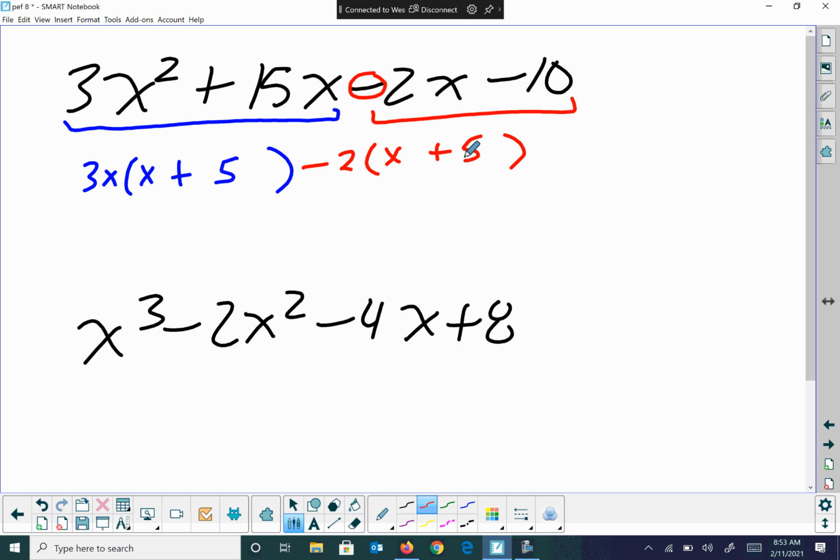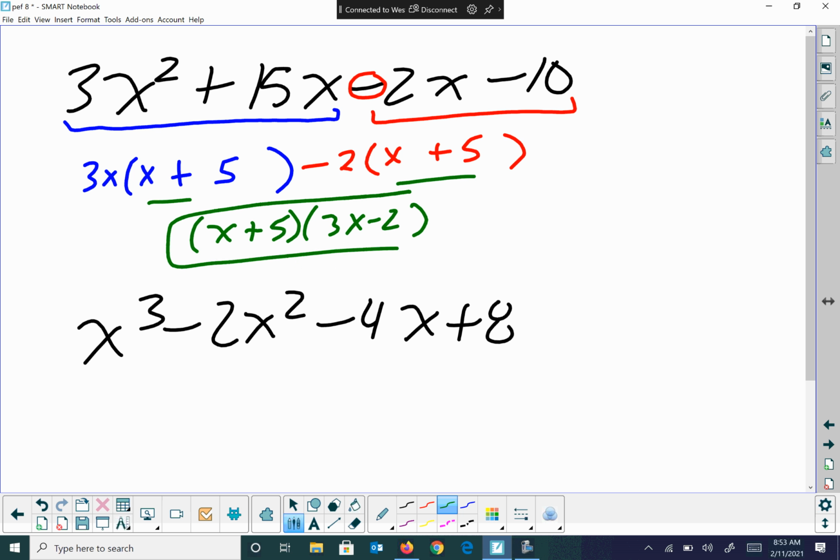If you don't see it right away, take negative 2 and distribute it over x plus 5. So negative 2 times x is negative 2x. Negative 2 times positive 5 is negative 10. Don't you do the usual both of them? Yep, so I have x plus 5 and x plus 5 times 3x minus 2. That's it. Whatever I have left over goes in the other set of parentheses. That's all it is.